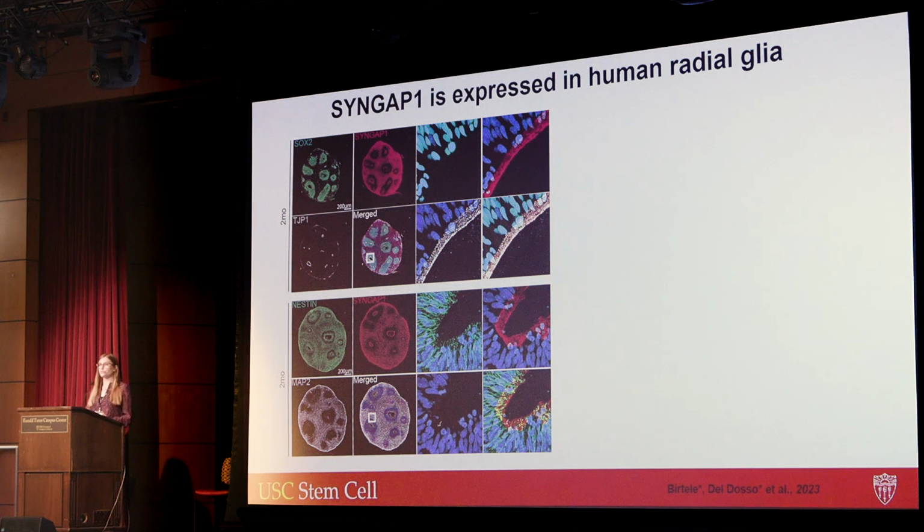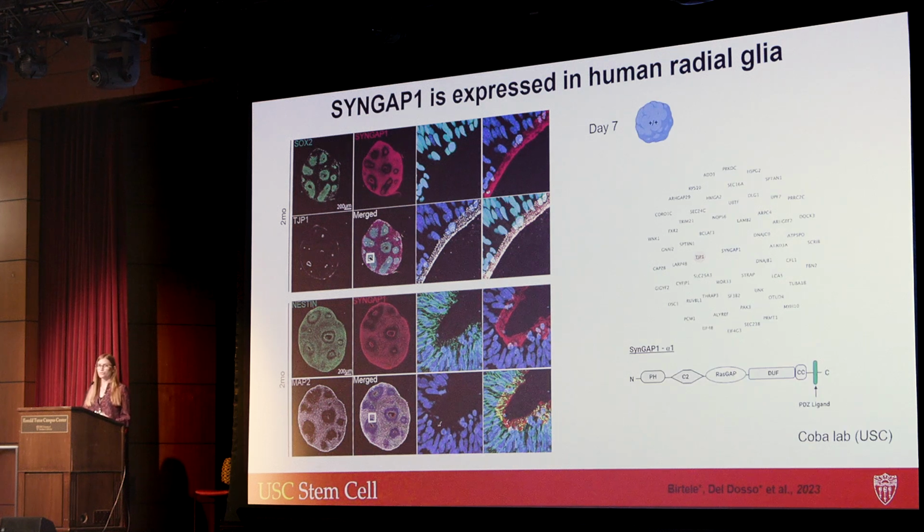So we wanted to confirm what we saw at the single cell level. So we looked for the SYNGAP protein. And here in red, you see the expression of SYNGAP within that SOX2 positive compartment of progenitors. And particularly in that area, we see SYNGAP1 being expressed in the apical domain of the ventricle.